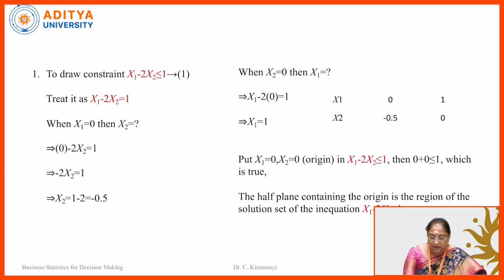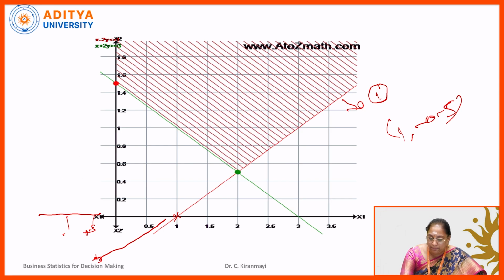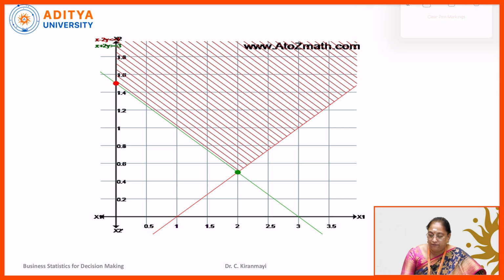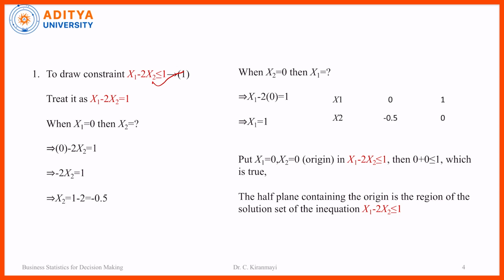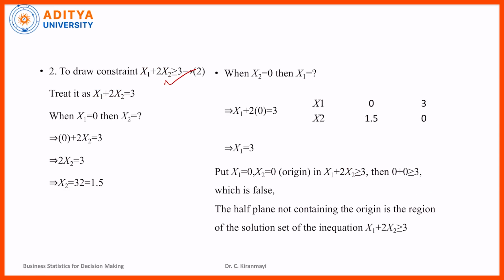The first inequality is of less than type, less than or equal to 1. Therefore, we have to consider the left side region, the region which lies on the left side of the line. Coming to the second inequality, the second inequality is of greater than type.